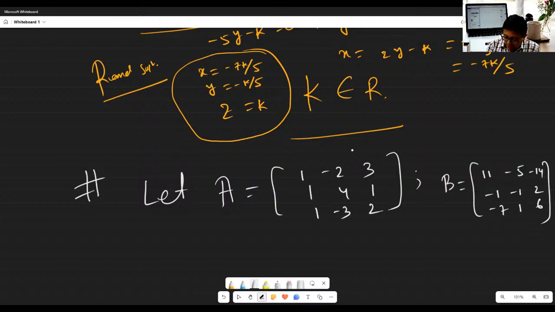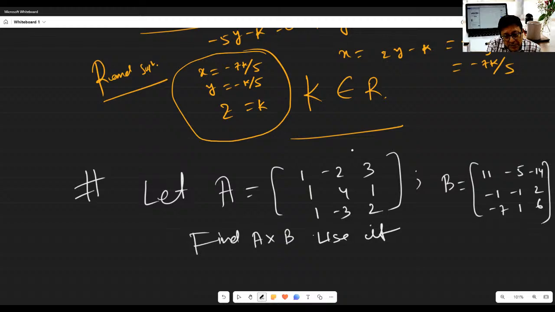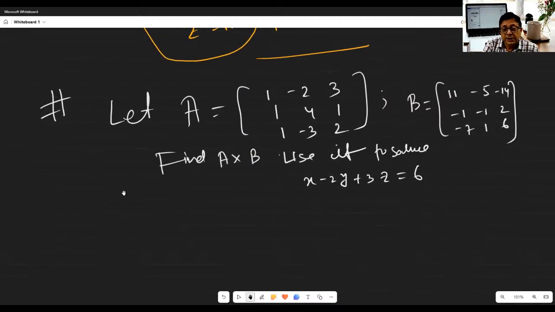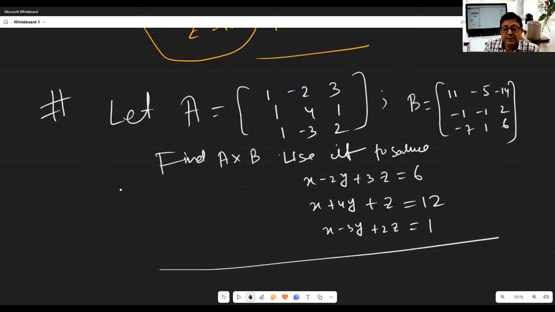Okay, find AB. Question is this, continuing: find A into B, use it to solve x minus... Your board has asked this question before, not in recent years. Use it to solve these equations: x plus 4y plus 2z equal to 1. Clear?